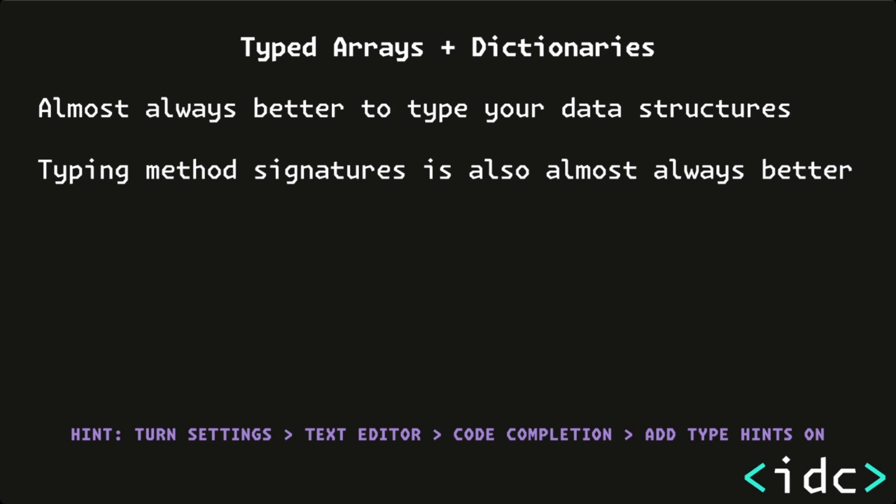One hint I would give is to always turn on this one setting I found: Settings, Text Editor, Code Completion, Add Type Hints on. What that does is when you override built-in methods, generally the methods that have underscores at the start, the language knows what those return types are. This will automatically insert those return types for you.